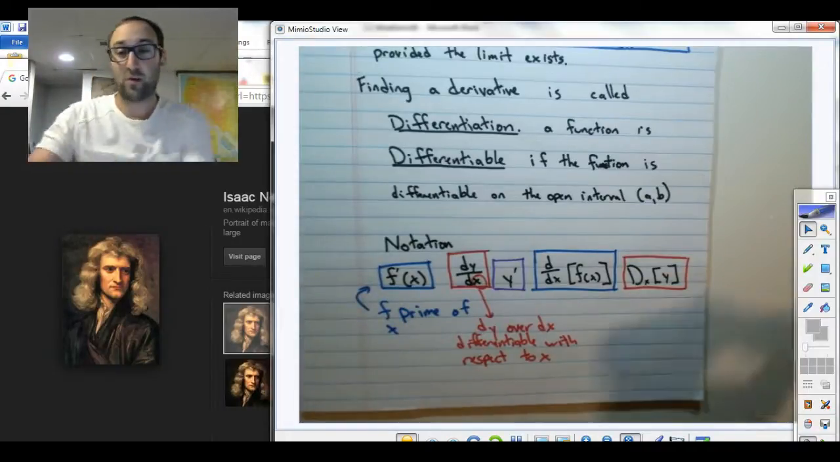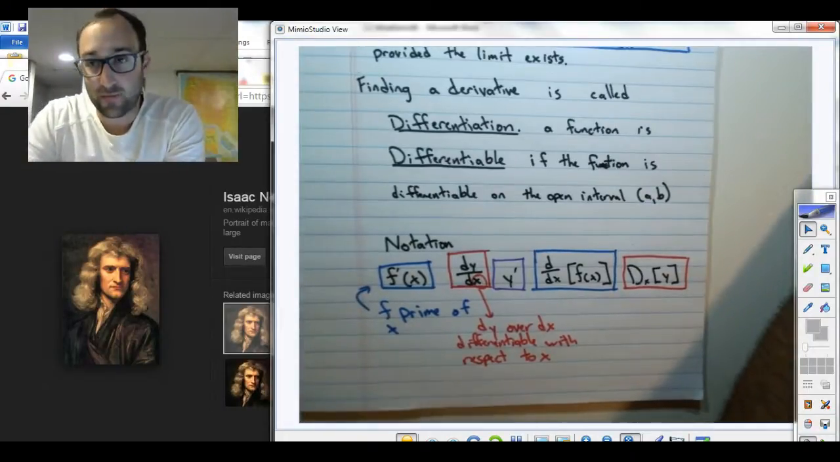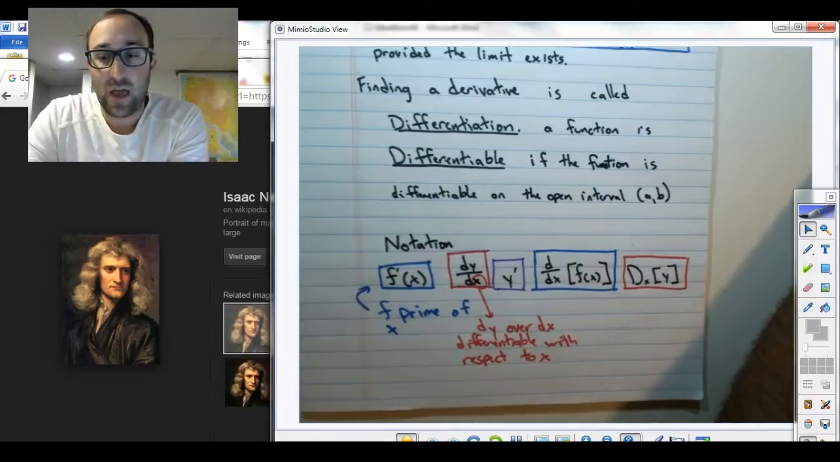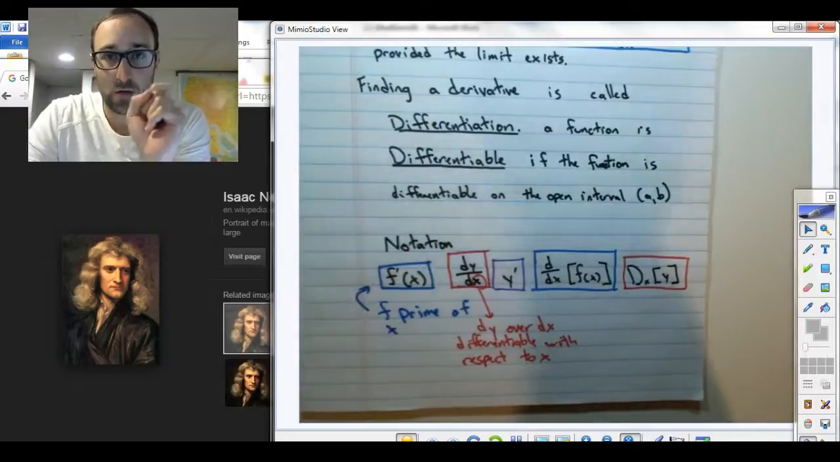All right, so there you go. There is the original first look at differentiation and at derivatives. Remember, derivatives are slopes.